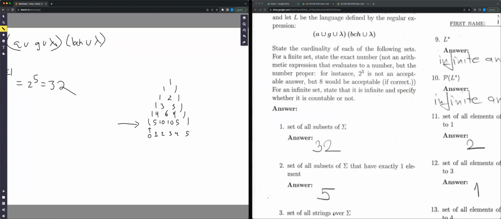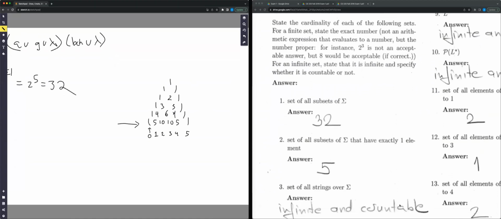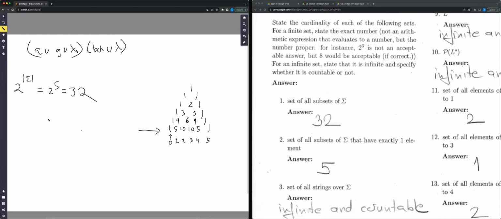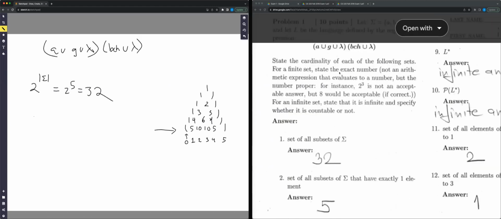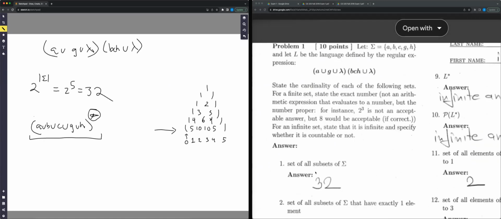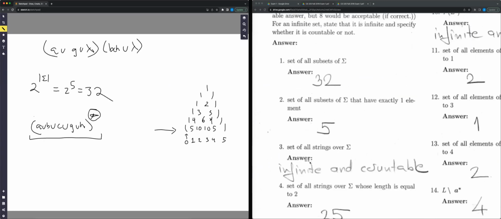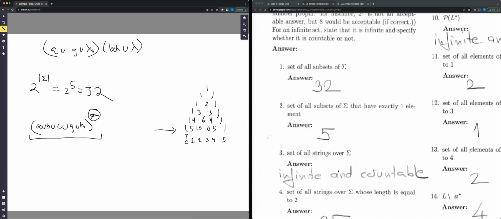Then this says set of all strings over sigma. The set of all strings over sigma is always infinite and countable. The way we know this is because of the regular expression that we've been writing, right? For the alphabet A, B, C, G, H, the set of all strings is just A or B or C or G or H, with the star. Looking at this, we see that there's a star, and therefore it's infinite and countable.